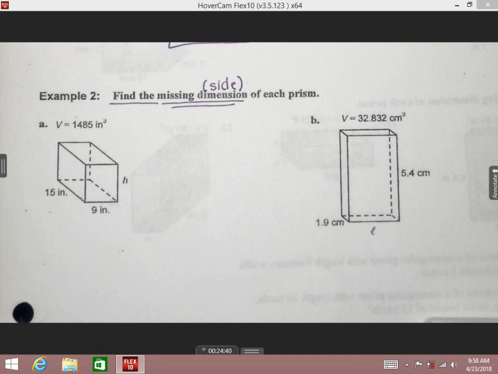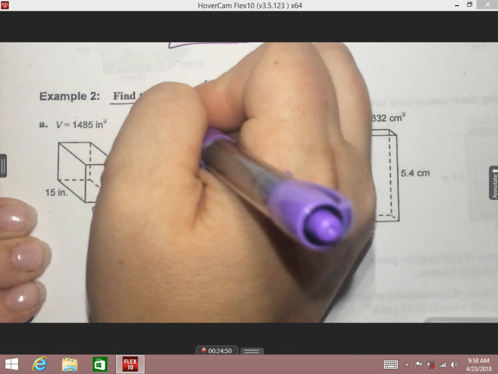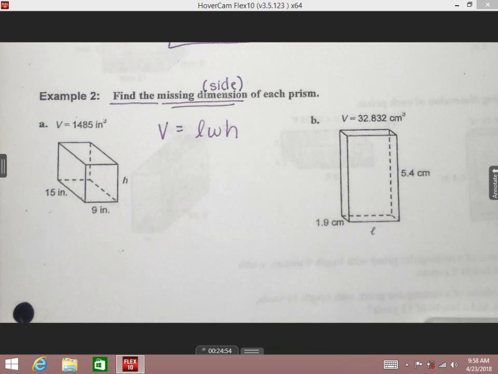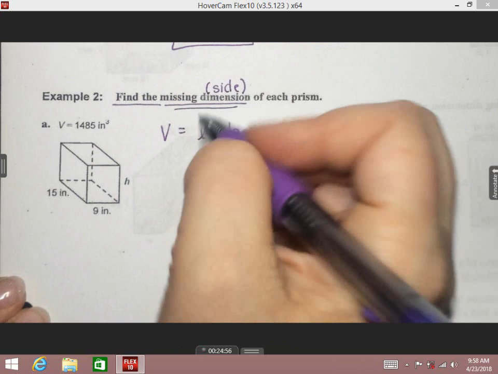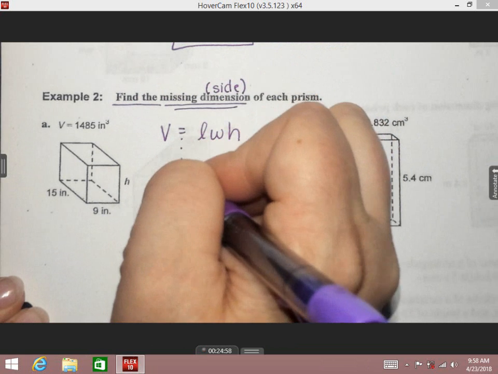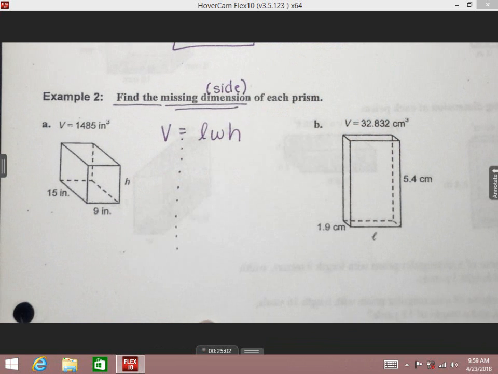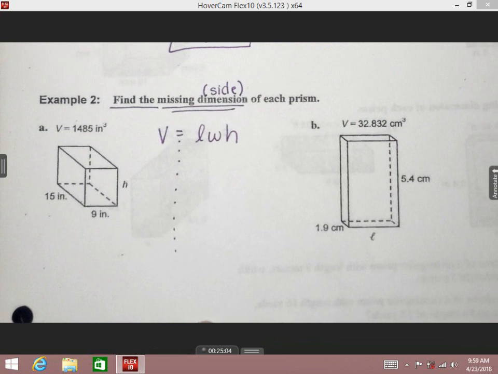Okay? Hey guys, guess what? Since we're talking about volume, what am I still going to need? The formula. So the first thing I'm still going to write down is the formula. So V equals length times width times height. Okay? Alright guys, y'all know me. I like to make sure that equal sign can't move. The equal sign can't jump to the front. It can't jump to the back. It can't jump in between numbers. That equal sign has to stay where it is. So that's why I put that dotted line to make sure my equal sign does not move.